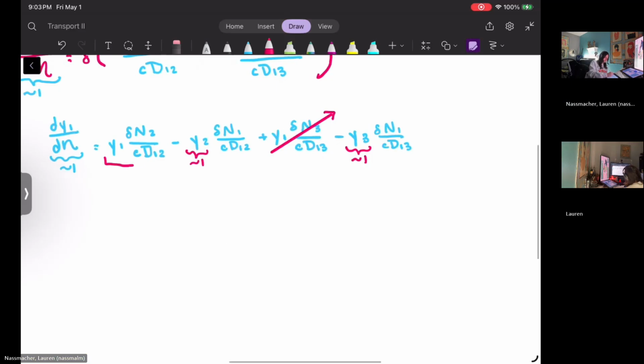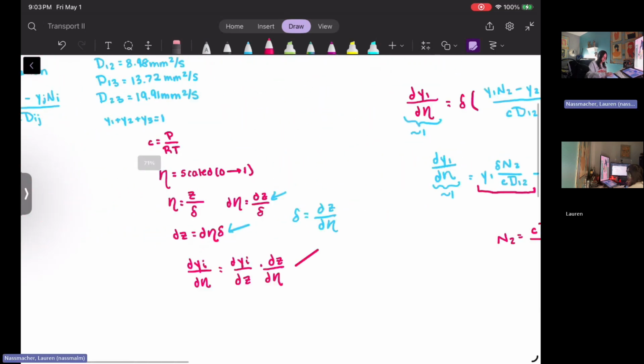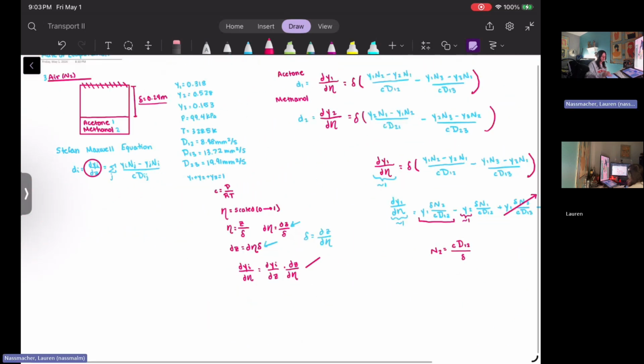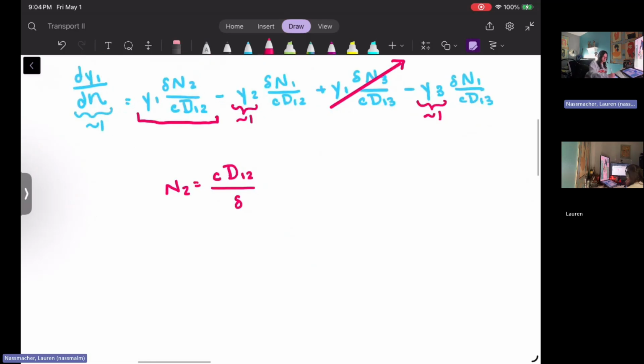So I'm going to solve for N2. N2 is going to be equal to our concentration and our diffusion coefficient of 1 to 2 divided by our thickness. And as we saw before, our concentration is equal to P over RT. So we substitute that in and we get P, diffusion coefficient 1 to 2 over RT, and our thickness is equal to our molar flux of 2. Now let's plug in the numbers that we have.